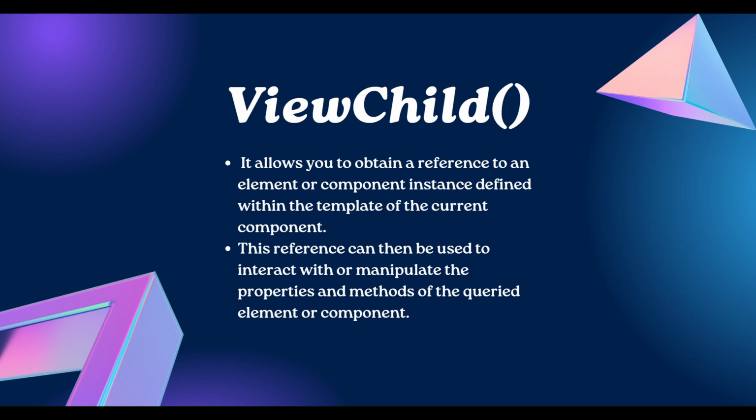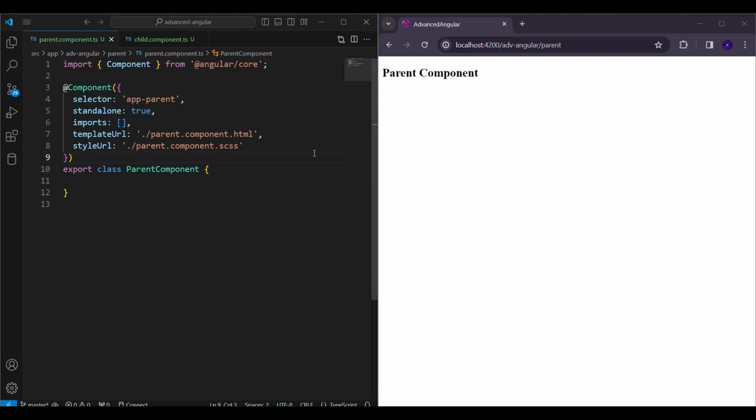So let's have a practical example to get a clearer understanding. Here I have a parent component and a child component. In case you don't have those, just generate two components. Name one as parent and the other one as child.